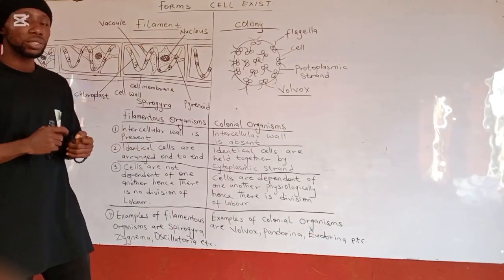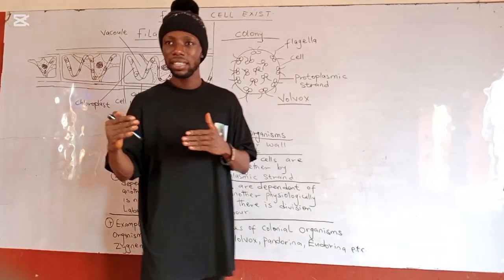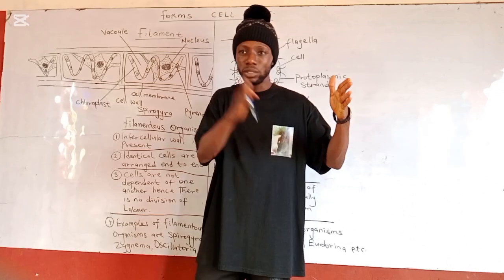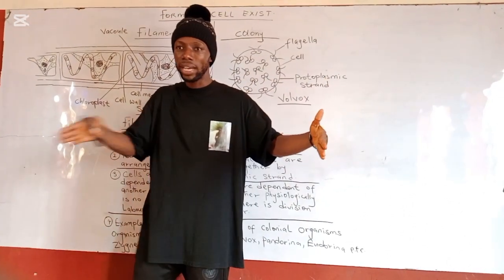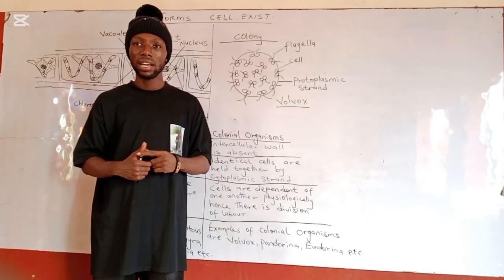The cells also exist in filaments, as seen in Spirogyra and Zygnema. The cells are attached end to end. They bind up end to end, and that makes the cell become multicellular.